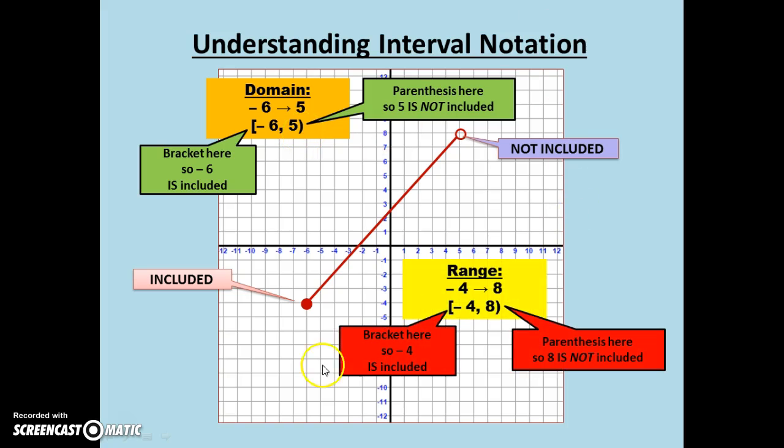Okay, so let's look at the range from the lowest value to the highest value. The lowest value is negative 4. The highest value is a positive 8. So we're going from negative 4 to positive 8.